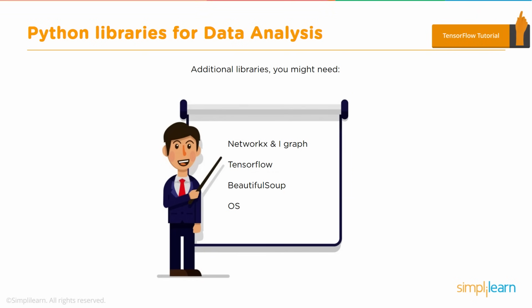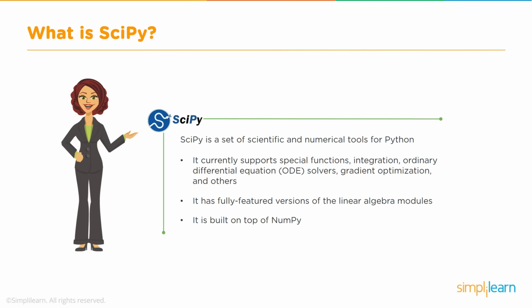Then you have Beautiful Soup, which is primarily used for web scraping, and then you take that data and analyze it and so on. Then the OS library is a very common library. As the name suggests, it is for the operating system. So if you want to do something like creating directories or folders and things like that, that's when you would use OS. Alright, so moving on, let's talk in a little bit more detail about each of these libraries.